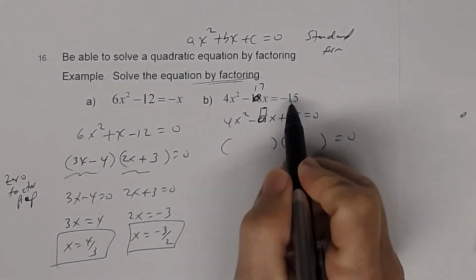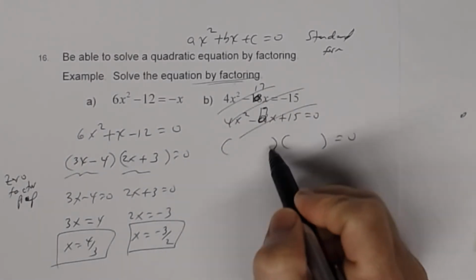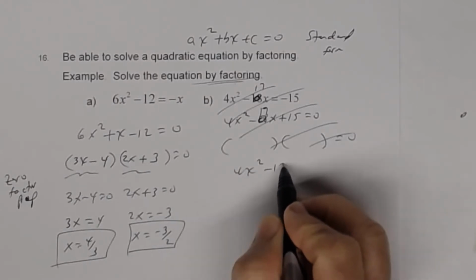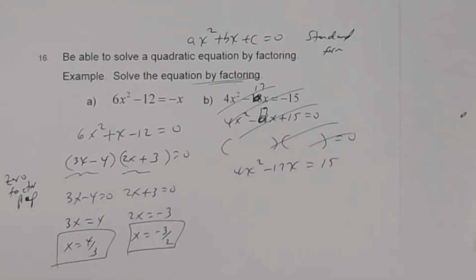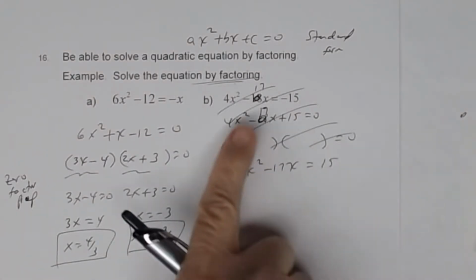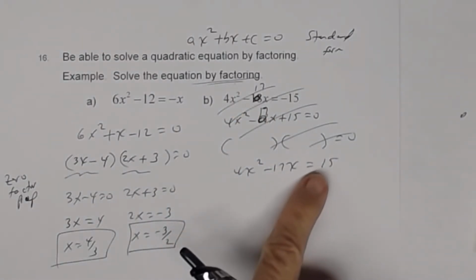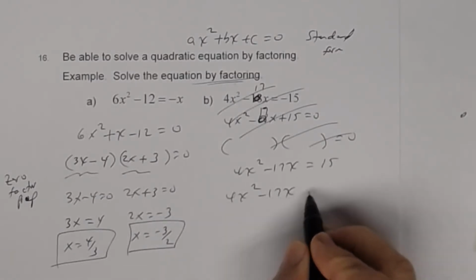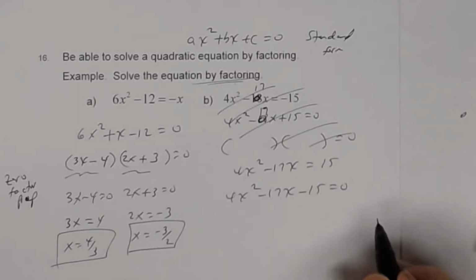Let's go ahead and just redo this part over. Let's make this 4x squared minus 17x equal 15. Okay, so I'm changing this whole thing. Bringing the 15 over, I get 4x squared minus 17x minus 15 equals 0.